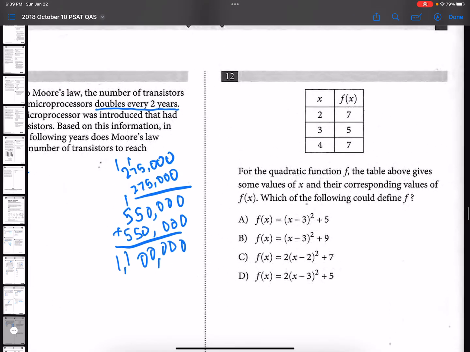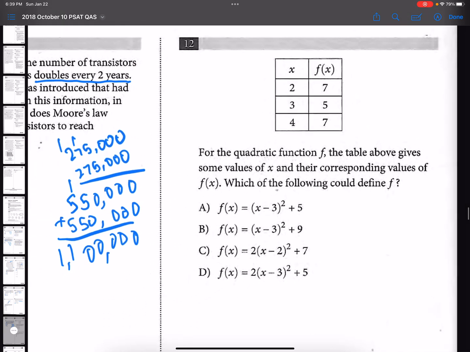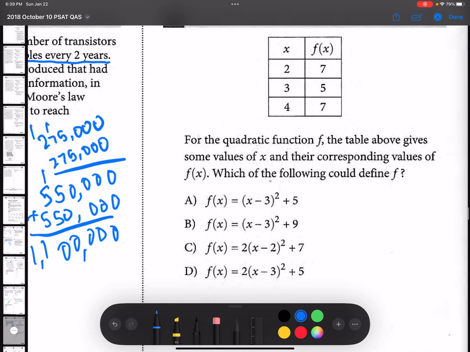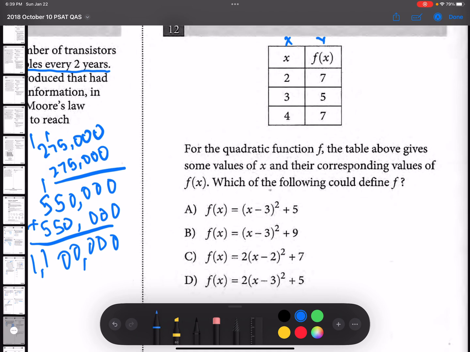Okay. Number 12, for the quadratic function f, the table above gives some values of x. So we're just substituting values here. So this is x and this is y. So if we take 2 and 7, 2 minus 3 minus 1, that's not 7. Nope. A is not the answer. We take B, 2 minus 3 minus 1 squared, 1 plus 9, 10. Y is not 10, so B is not the answer either.